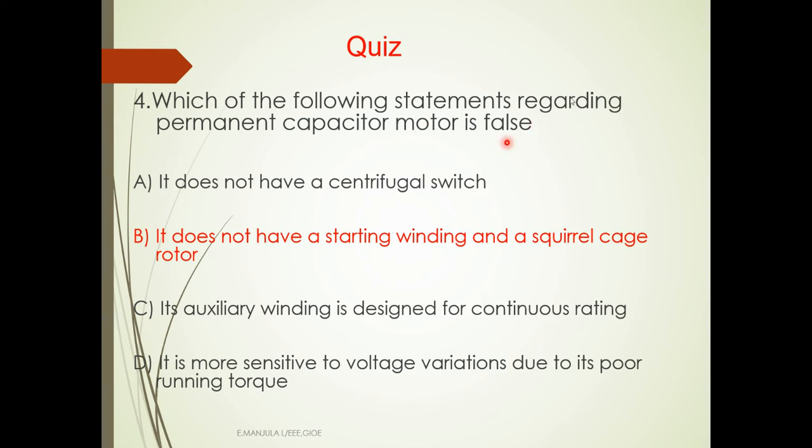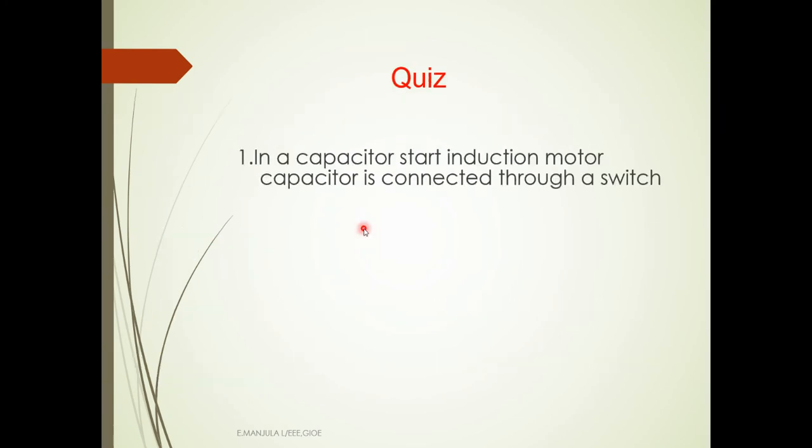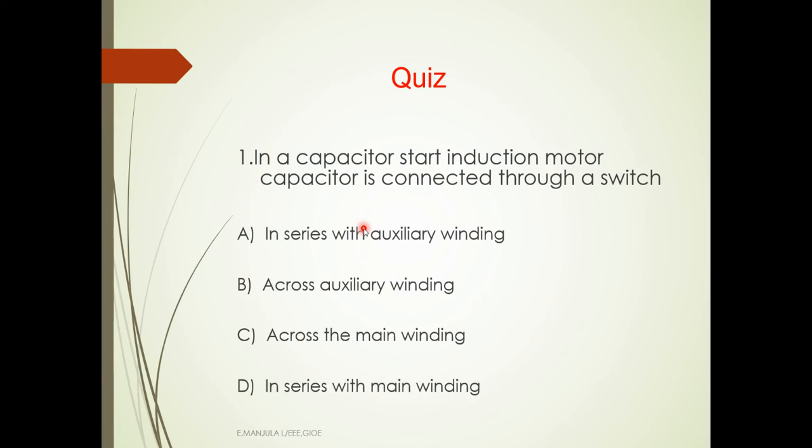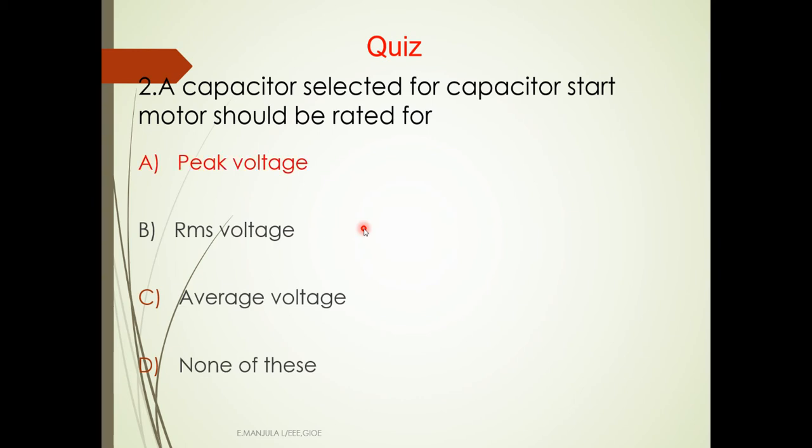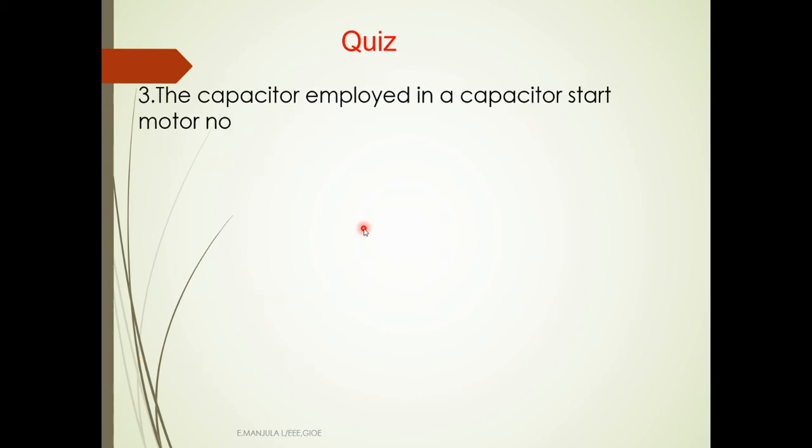They asked which is false. So the permanent capacitor motor really does not have a switch. Its auxiliary winding is designed for continuous rating and it is more sensitive to voltage variation due to its poor running torque. All are true. Only this one is false. In a capacitor start induction motor, the capacitor is connected through a switch. Yes, it is in series with the auxiliary winding. A capacitor selected for a capacitor start motor should be rated for peak voltage.